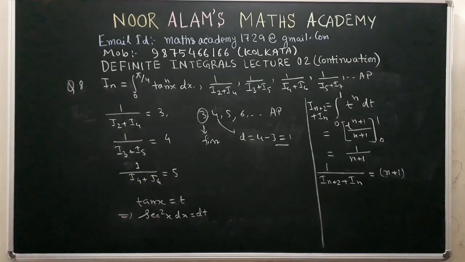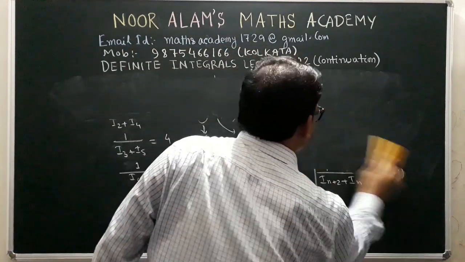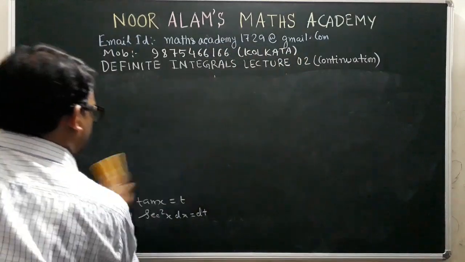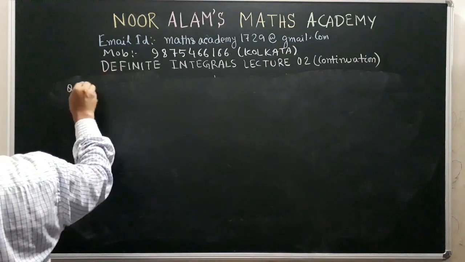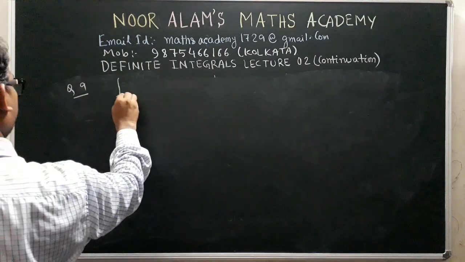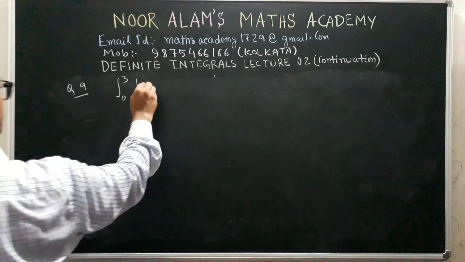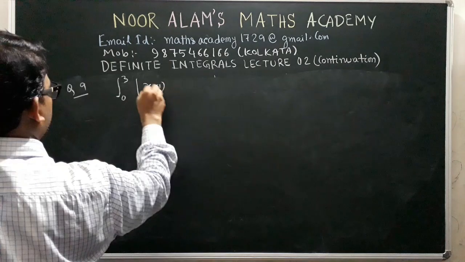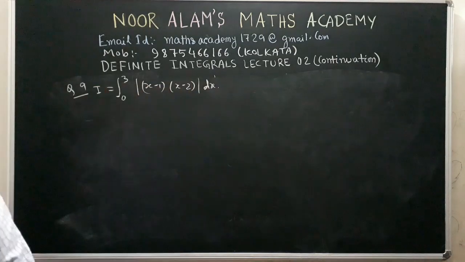Now this problem is also a very interesting problem, and this is related to the mod. Question number 9. Integration is given as 0 to 3 of mod of (x minus 1) multiplied with (x minus 2), that is, |(x minus 1)(x minus 2)| dx, and suppose this is R. We have to calculate this value.